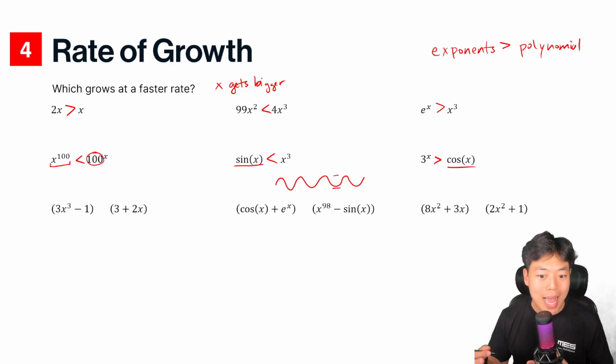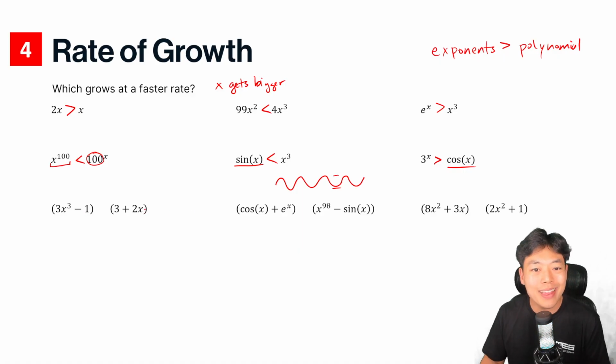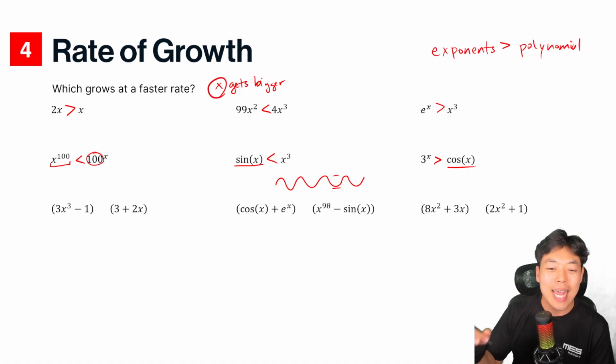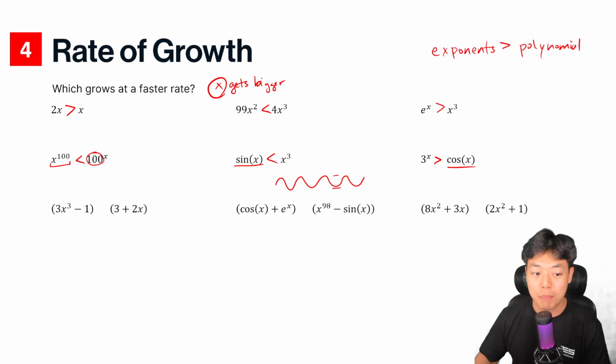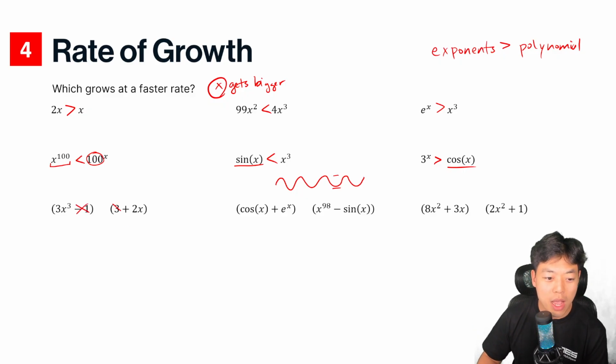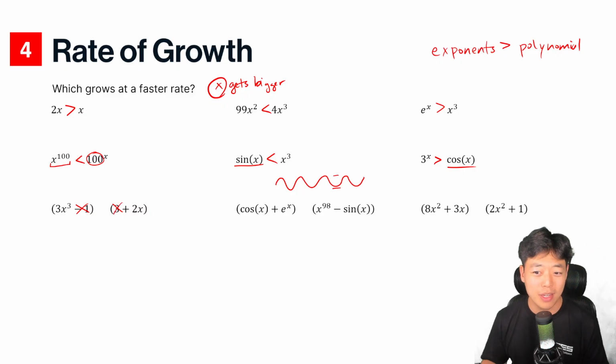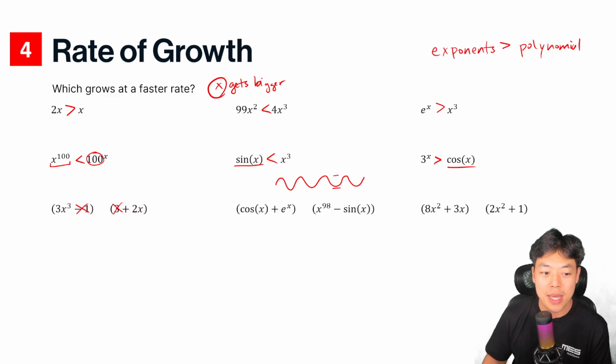Now let's look at some actual multi-term expressions. 3x cubed minus 1 and 3 plus 2x. If we really think about this, as x gets bigger and bigger and bigger, do you accept that this negative 1 and this 3 don't really matter in the long run? Like, what's a million minus 1?